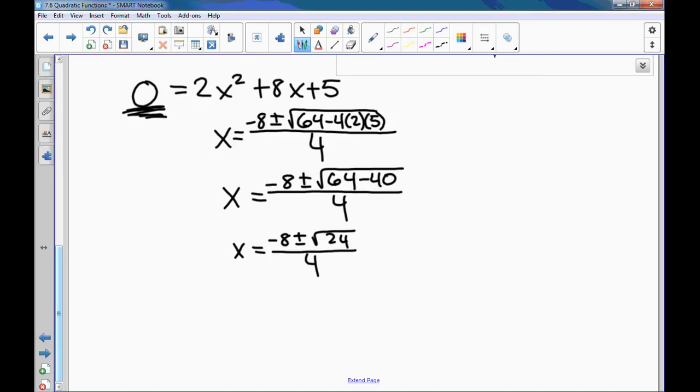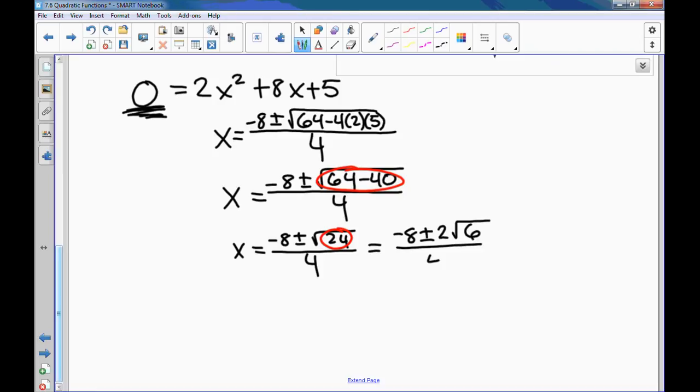So we get negative 8 plus or minus the square root of 64, negative 8 times 5 is negative 40, all over 4. So x equals negative 8 plus or minus the square root of 24 over 4. Now if we would have looked at the discriminant, shout out to 7.3, 64 minus 40 would be the discriminant. So 24 is the discriminant. And if our sharp minds remembered, since the discriminant is positive, I'm going to have 2 real answers. But since 24 is not a perfect square, I'm going to have 2 irrational answers.